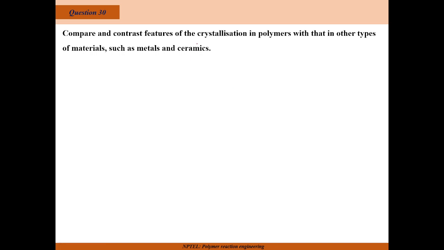And in this question, it is compare. So we have talked about crystallization in polymers. How is it different from that of materials such as metals and ceramics? How is the whole crystalline nature of polymers different from metals as well as ceramics? So this is a basic differentiation.